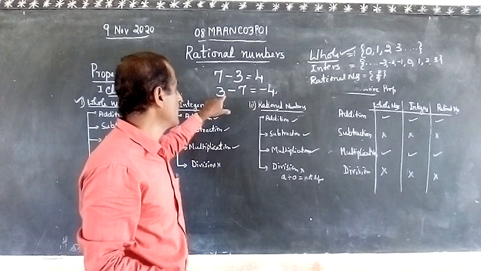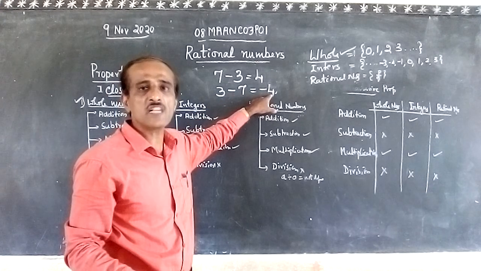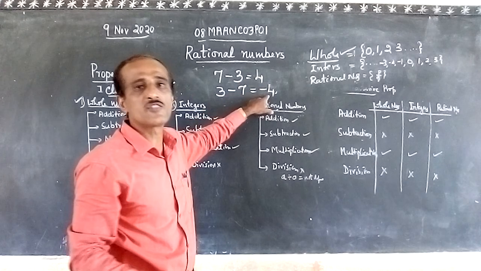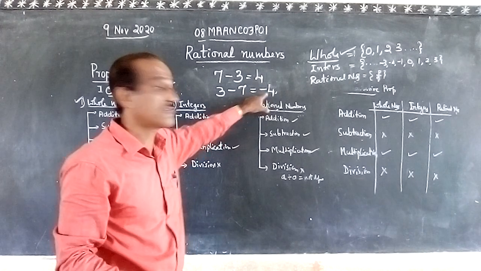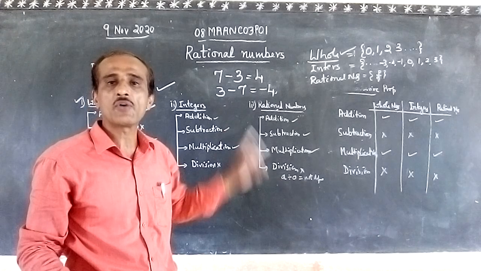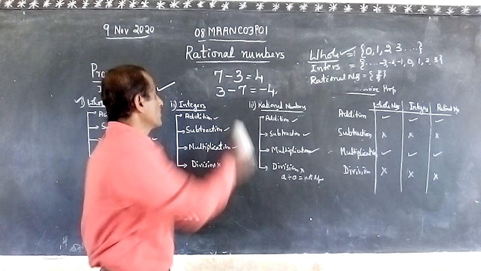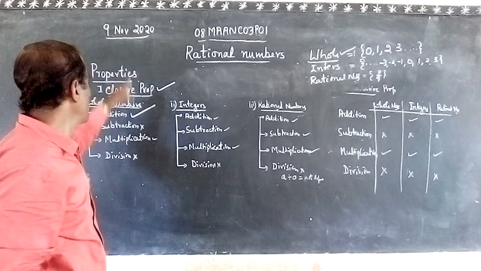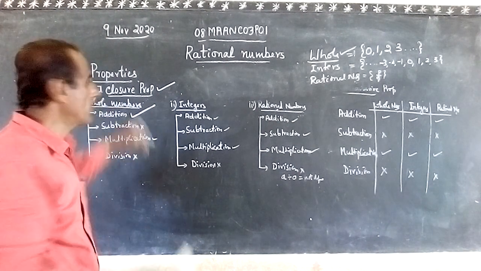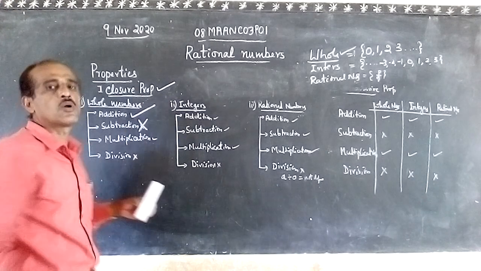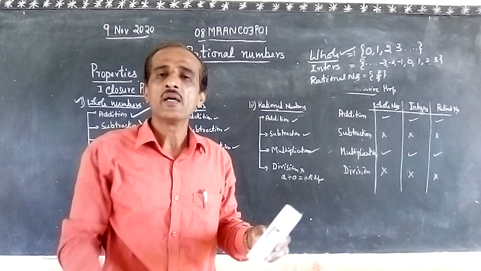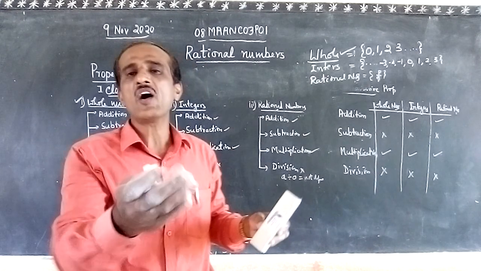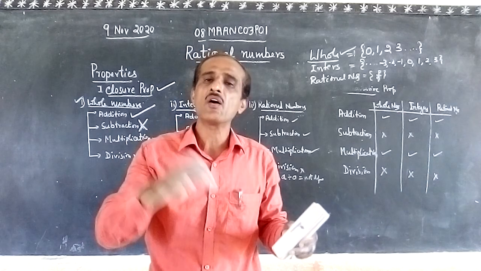If a and b are whole numbers, then a minus b may or may not be a whole number. Here it is a whole number, but here it is not. Therefore, for subtraction, the closure property does not hold good for whole numbers. Subtraction is not closed for whole numbers. If you subtract any two whole numbers, the result may or may not be a whole number.